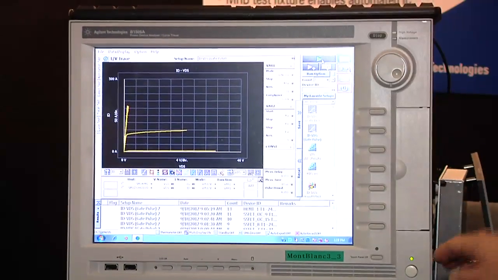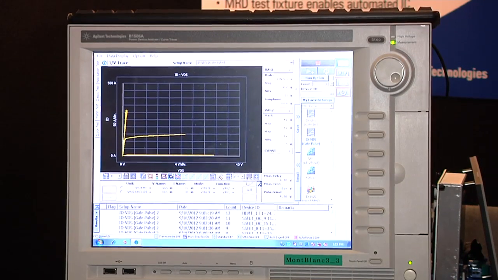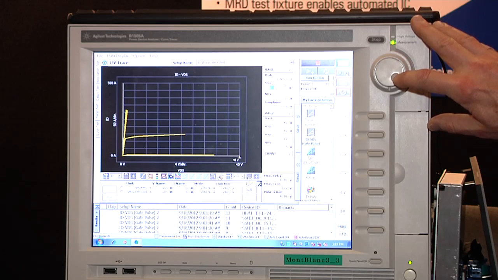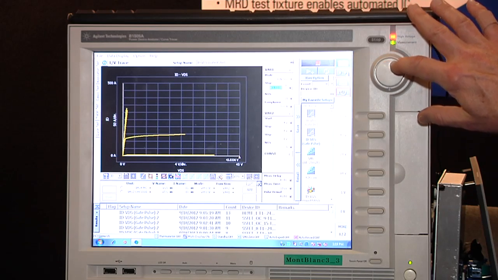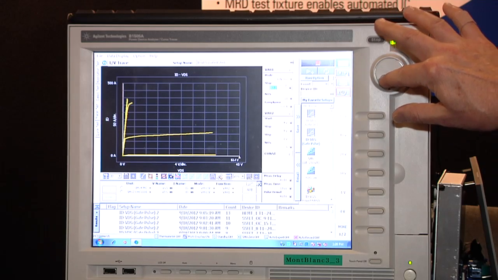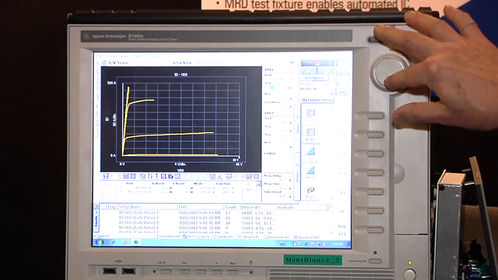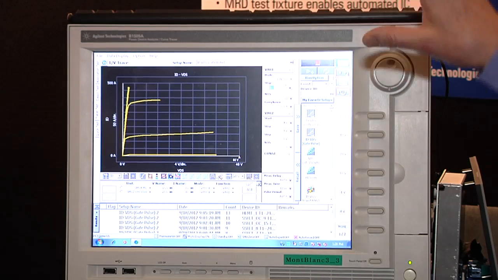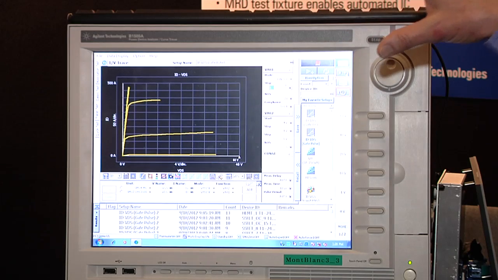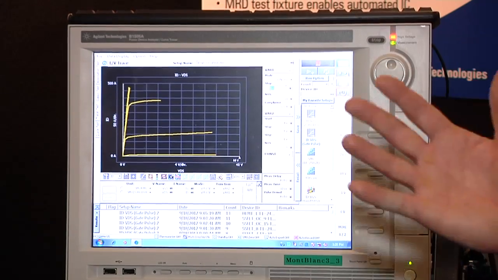Now, the interesting thing is that was a single measurement. If I want to, I can put it into repeat mode. And just like on a regular curve tracer, I can move the knob and I can actually see my values change. So now I'm increasing the voltage across the drain to source on my power device. And you can see that I'm actually measuring on this particular device up to about 500 amps of current.